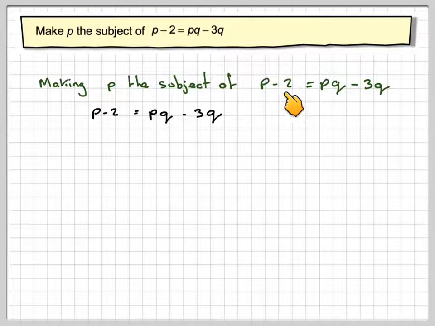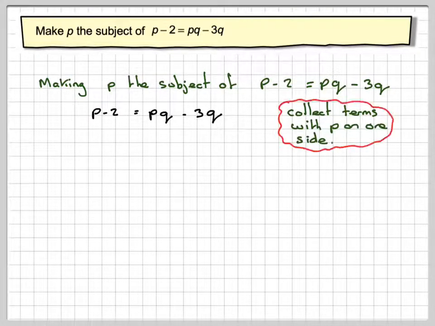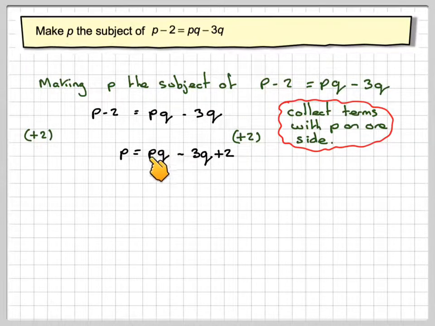The first thing I'm going to do is look at the minus 2 here and do the opposite thing, by adding 2 to both sides. That now gives me P is equal to PQ minus 3Q plus 2. And then I'm going to subtract PQ from both sides, because we've got plus PQ here, so I'm going to subtract.